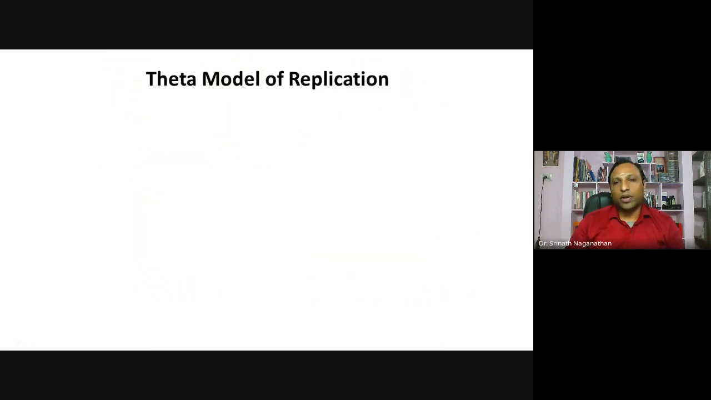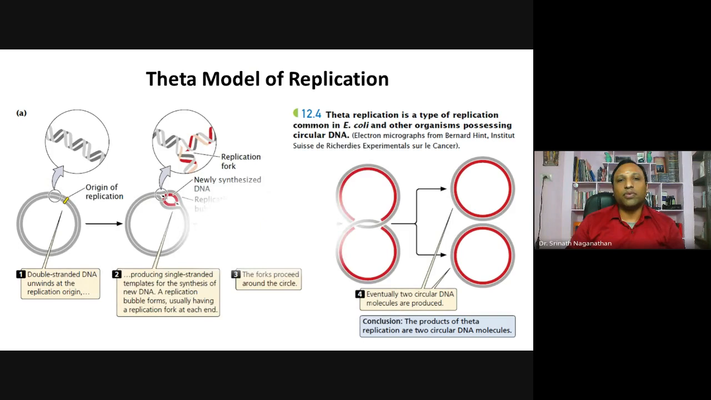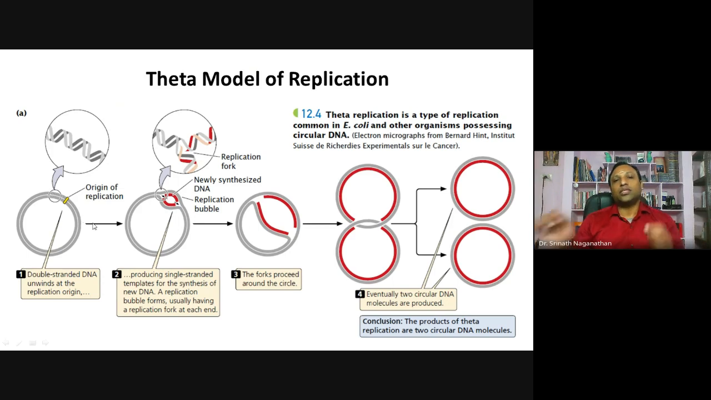Now the theta model of replication. In this, we have a circular DNA. Near the origin of replication, both the strands open up. Once it is opened up, it looks like the mathematical symbol theta. That is why this is called the theta model of replication.